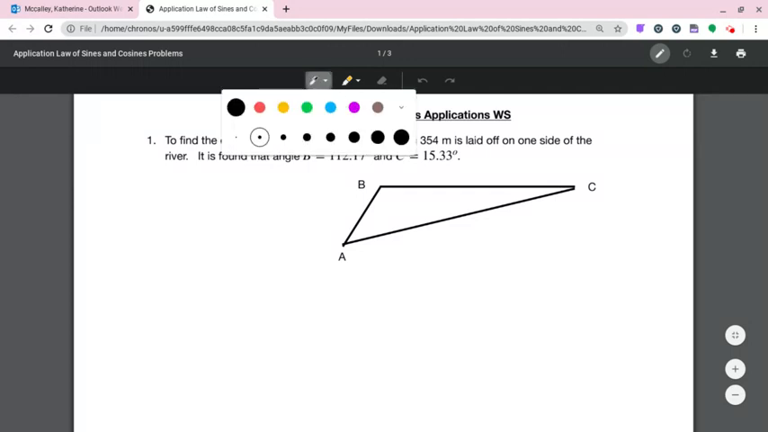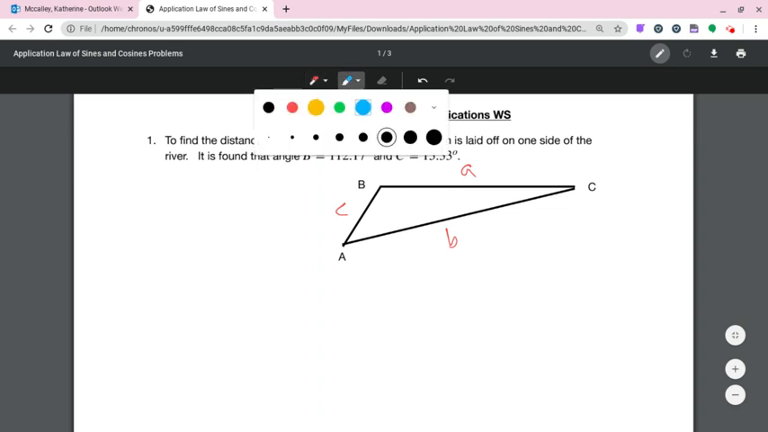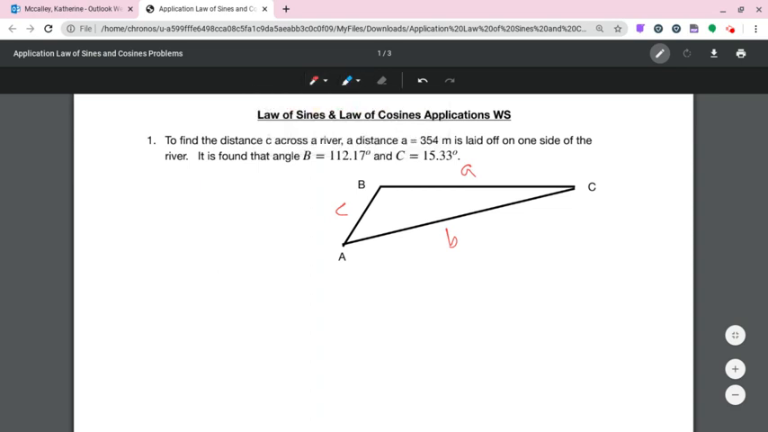Now remember, when we think of our letters, little c is across from big C, little a is across from big A, and little b is across from big B. All right, guys, so that's what we have here. Now, it says to find the distance C across a river. So what we have here is this river, and C represents the distance across the river.